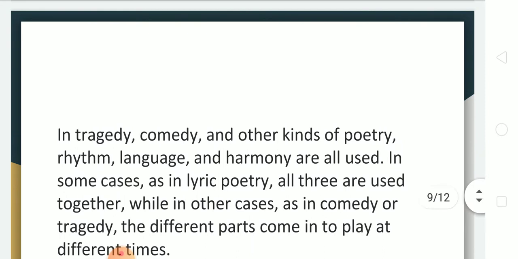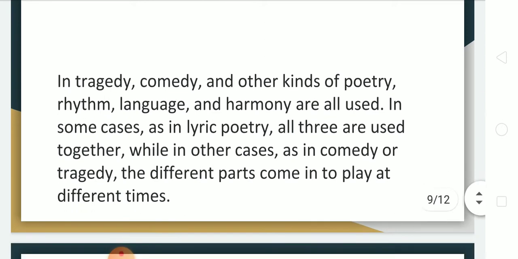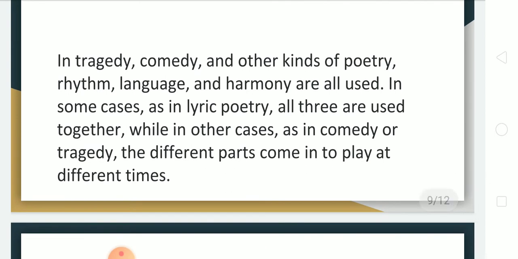In tragedy, comedy, and other kinds of poetry, rhythm, language, and harmony all are used. In some cases, as in lyric poetry, all three are used together. While in other cases, as in comedy or tragedy, the different parts come into play at different times. In tragedy and comedy, we do not have these things put all together, but they come one by one in the course of the whole drama.